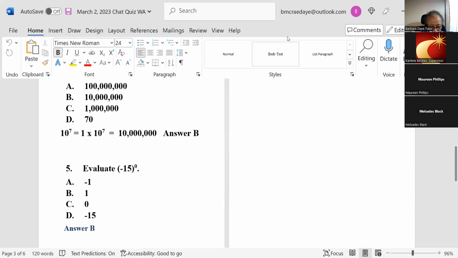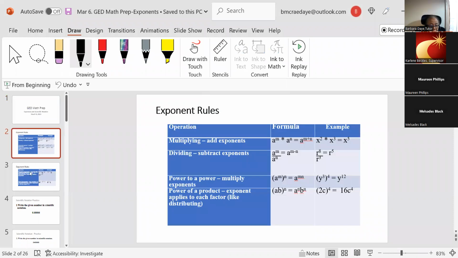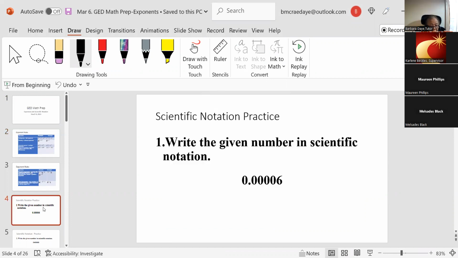Okay, now I think we're going to practice some scientific notation. Let me do a new share. Go back to our slides here. Now, I bring this up all the time because I want you to remember these rules so you can go back over them. Power of a quotient is not here, but it's just like power of a product, except you're applying it to each factor in the numerator and the denominator. Okay. Now, let's do some scientific notation. This is practice.